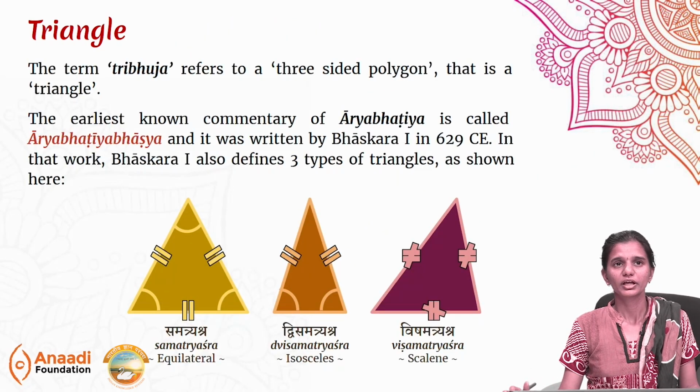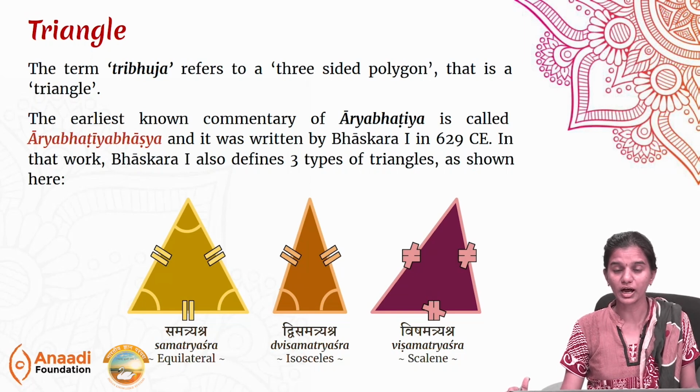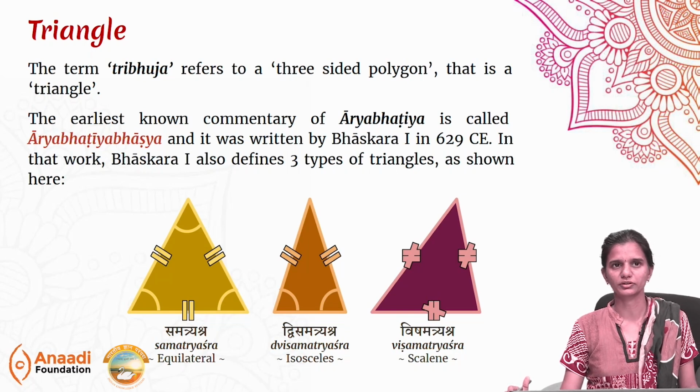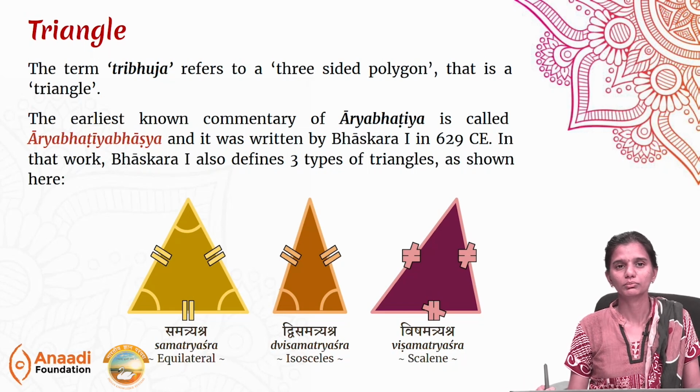The term tribhuja refers to a three-sided polygon, that is a triangle. The earliest known commentary of Aryabhatiya is called Aryabhatiya Bhashya, and it was written by Bhaskara I in 629 CE. In that work, Bhaskara I also defines 3 types of triangles as shown here. Ashra or bhuja means side. Triashra or tribhuja means triangle.